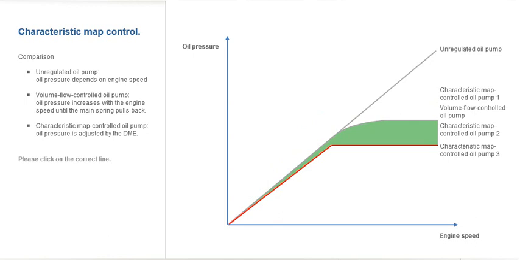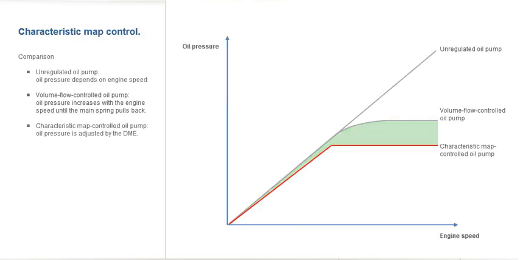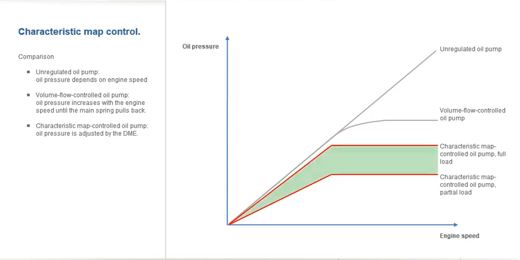This is unfortunately incorrect. The overall pressure level is lower than the other versions, which indicates the savings potential of the characteristic map-controlled oil pump. The pressure set by the DME depends on many factors: the engine speed, engine load, and oil temperature, for example. The oil pressure can be reduced even further at partial load, for example, which makes further savings possible.